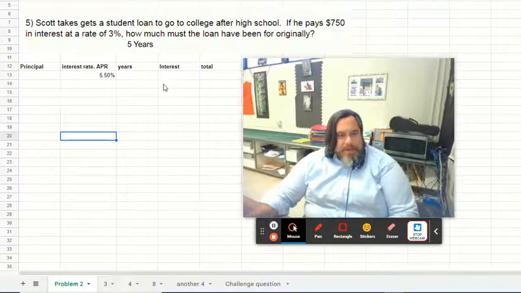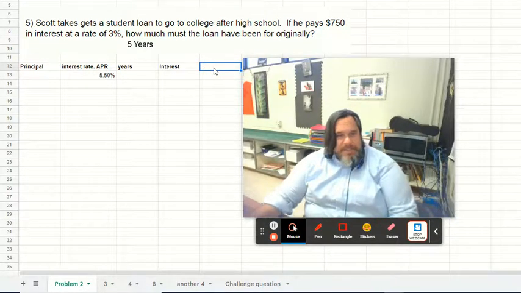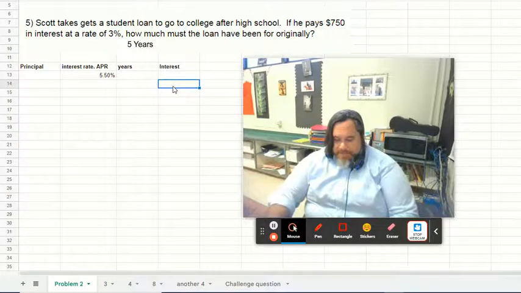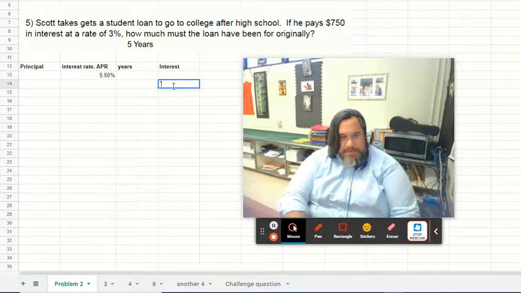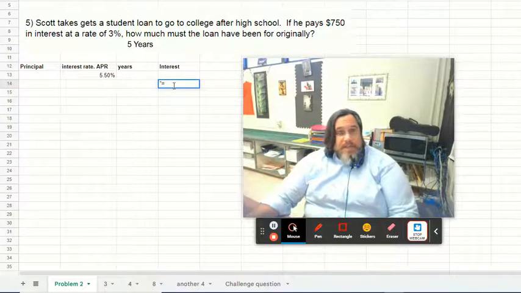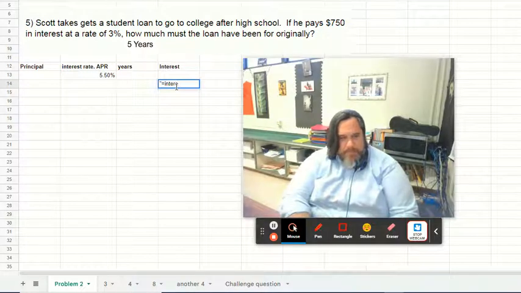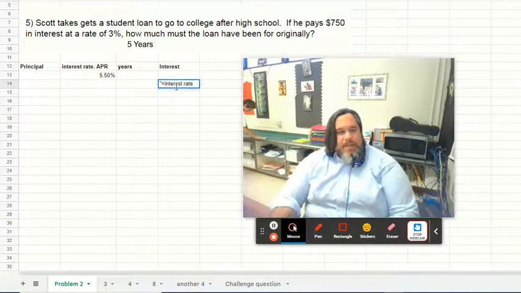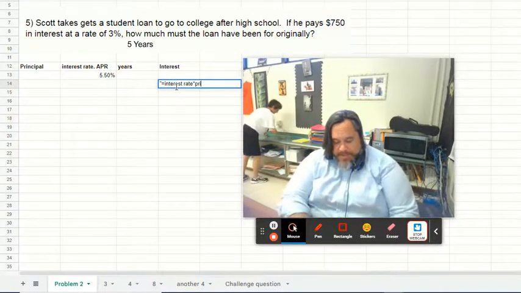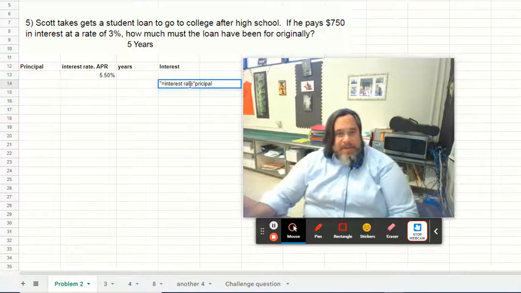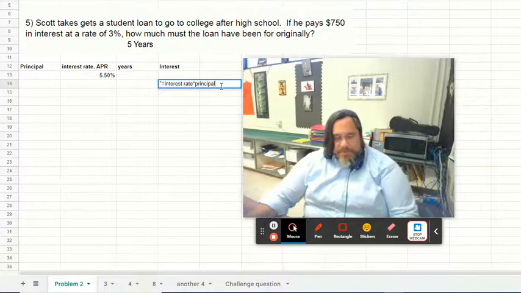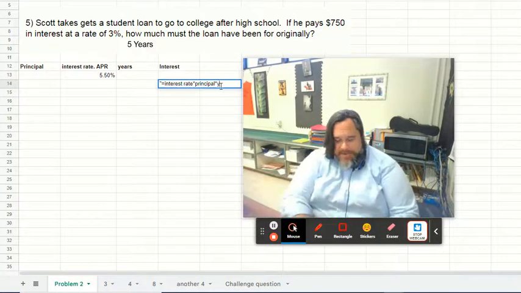So let's talk about what goes into the interest payment, because we're not even worried about the total, right? So we can get rid of that in this case. I'm going to put this in quotes so Excel doesn't start calculating stuff. And the interest payment is the interest rate times the principal, right? So it's a certain percentage of the amount I'm borrowing or of the amount that I'm investing. So the interest rate times the principal times the amount of years.